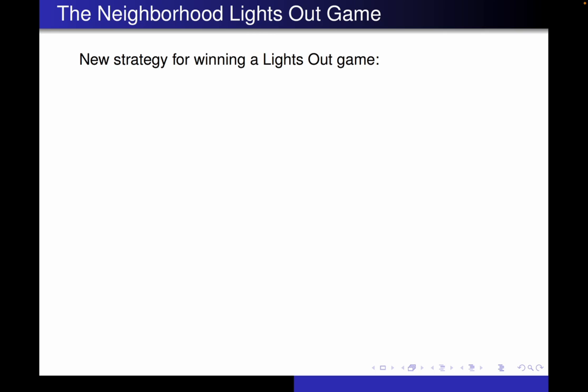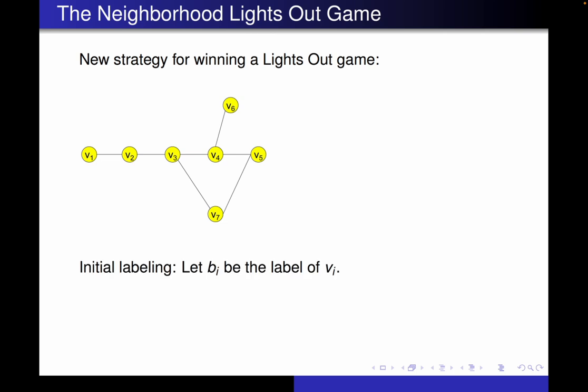So we're going to talk about a new strategy for winning a lights out game. Here's an example, a graph that we're going to look at. This has 7 vertices, V1 through V7, and the edges are given by the lines in between those vertices. We want this to apply no matter what the initial labeling is. So for each Vi, we're going to say the labeling of that is bi. For V1, it's b1. For V2, it's b2, etc.